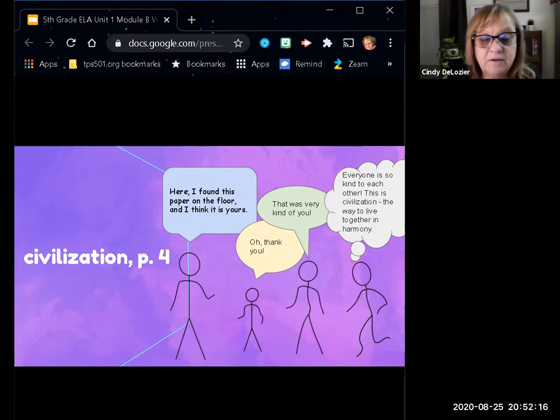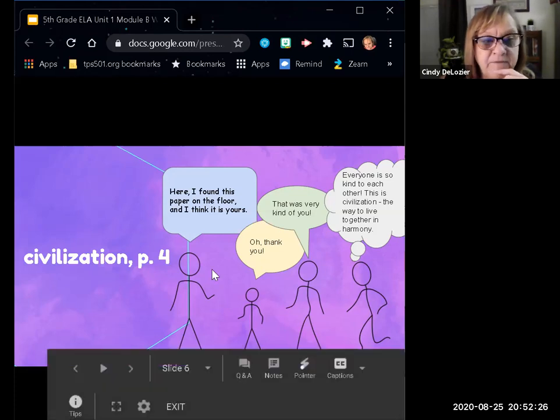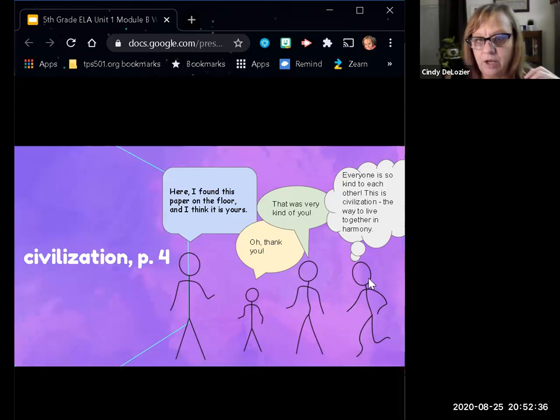As you see, I drew stick people with word bubbles. Let's read the word bubbles and see if that helps us understand civilization a little bit more. Here, I found this paper on the floor and I think it is yours. Oh, thank you. That was very kind of you. And then this person over here is thinking, everyone is so kind to each other. This is civilization, a way to live together in harmony. Do you think that helps us understand civilization a little bit better?